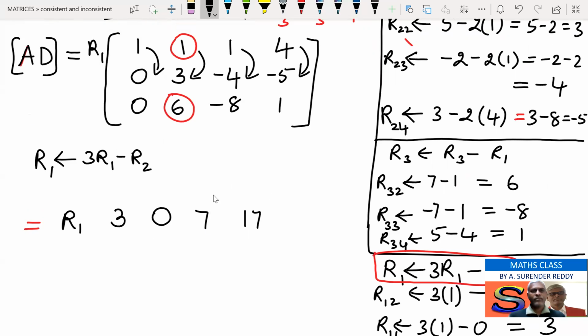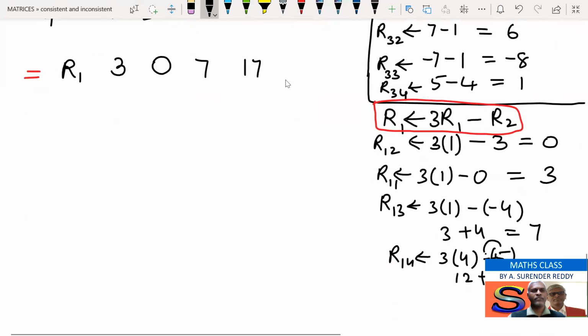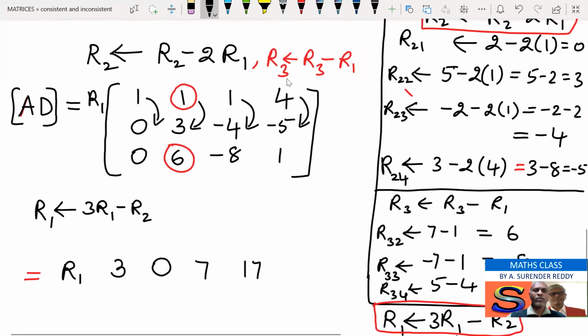By applying 3R1 minus R2, అంటే first row elements ను 3 తో multiply చేసి second row elements ను subtract చేయాలి. So 3 into 1, 3 minus 0, 3. 3 into 1, 3 minus 3, 0. 3 into 1, 3 minus 4, 7. 3 into 4, 12 plus 5, 17. Now R2 no change.